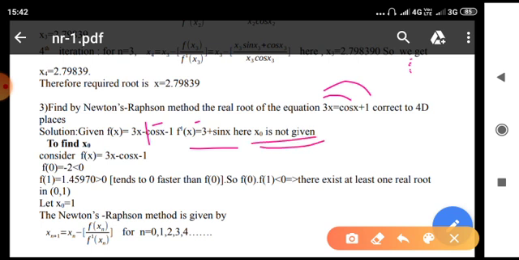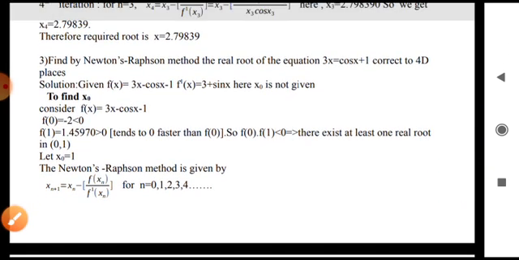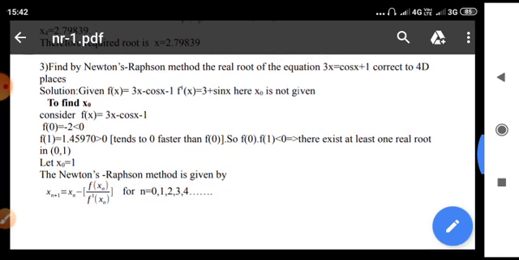And the most important thing, x naught is not given. So whenever x naught is not given, we have to follow the following procedure. To find x naught, consider f of x is equal to 3x minus cos x minus 1. Now we start with the trial and error method. So we start with f of 0. What we get is minus 2, which is less than 0. F of 1 we get as 1.4597, which is greater than 0.